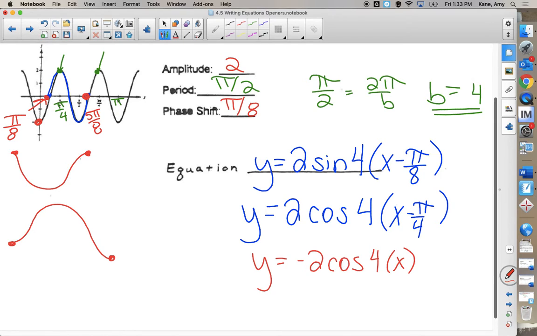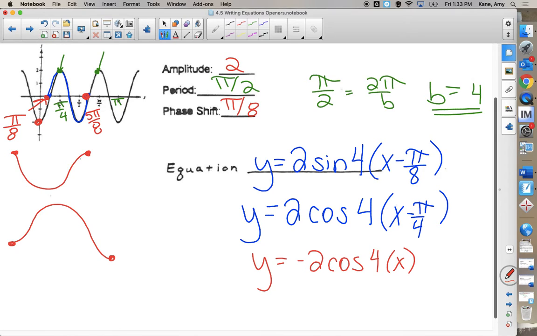Very similar to quadratic functions. If I have a positive x squared, it's up. If I have a negative x squared, it opens down. So positive cosine graph, positive number in front. A negative cosine graph starts low and goes high. Positive cosine graph starts high and then it moves low. Questions?